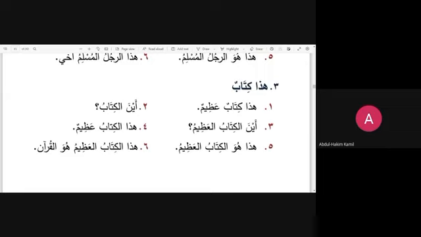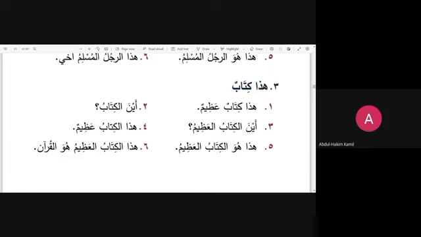Okay, we're going to the next one. Look at this next one here. It says, هذا الكتاب عظيم. Before you translate it, you have to keep these two things together, the things that are ma'rifah. هذا الكتاب عظيم. This book is great.